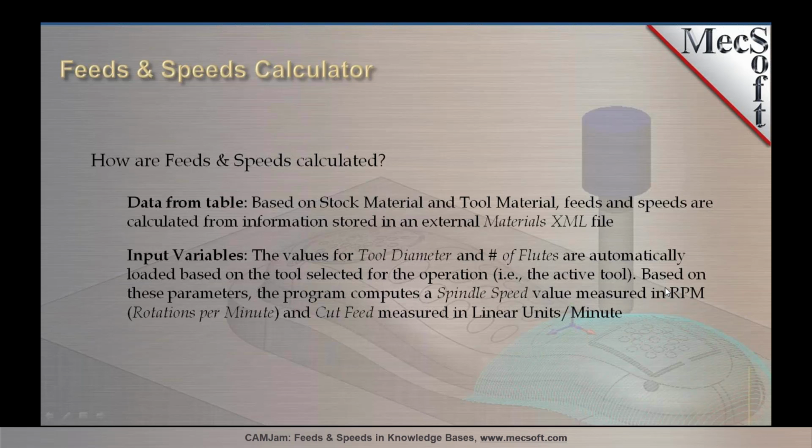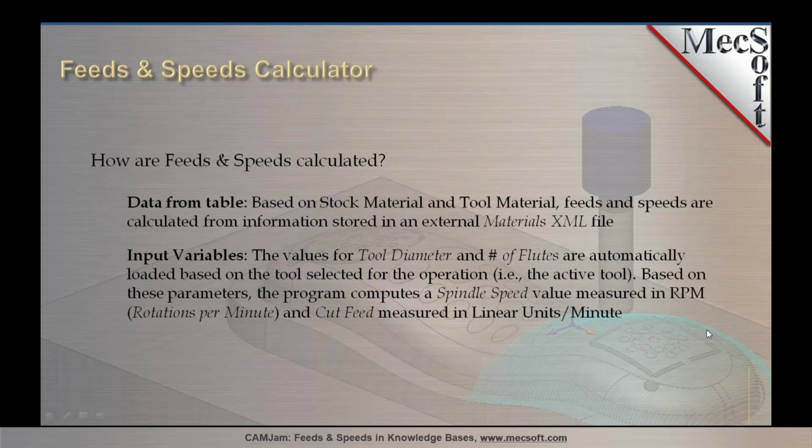The second set of parameters used for calculating feeds and speeds are the input variables, in terms of the tool diameter and the number of flutes. Uday walked through this as well when we were first talking about defining and creating your own tool library, and he'll cover that in a little more detail. Based on the tool diameter and the number of flutes, the system uses all of these parameters combined to calculate a spindle speed, which is measured in RPM, and a cut feed, which is based on the units you're working in, whether it's inches or millimeters.